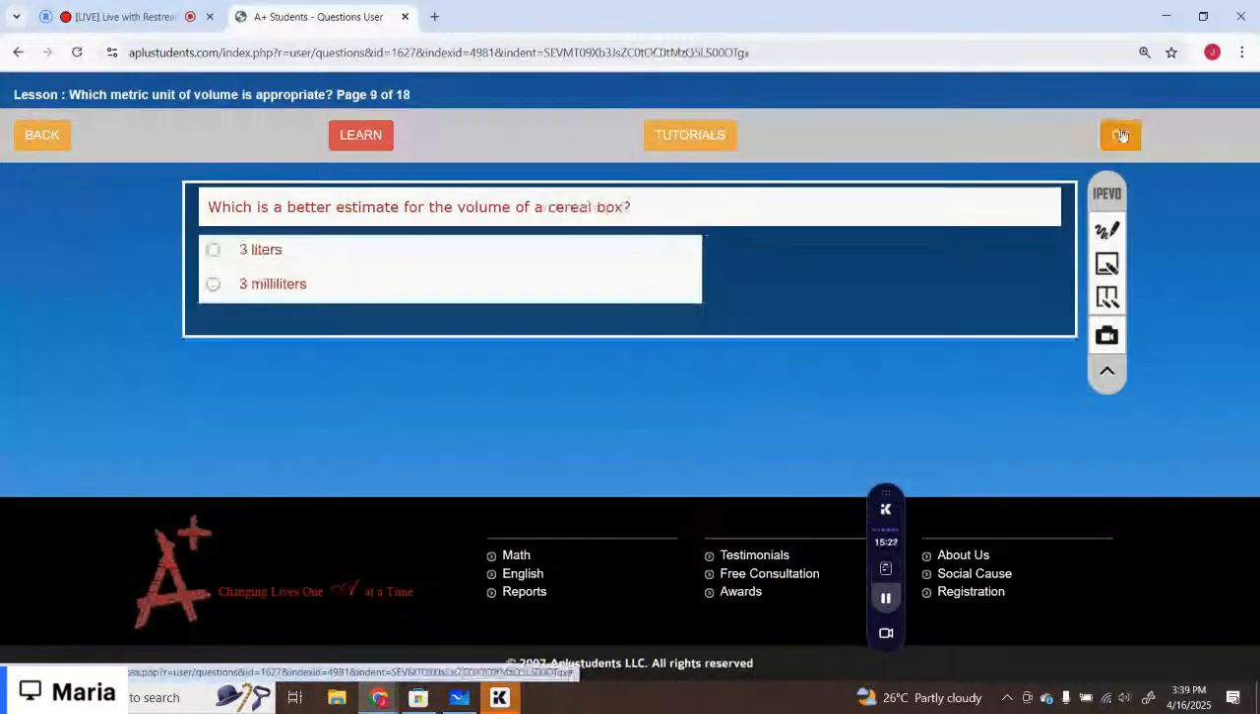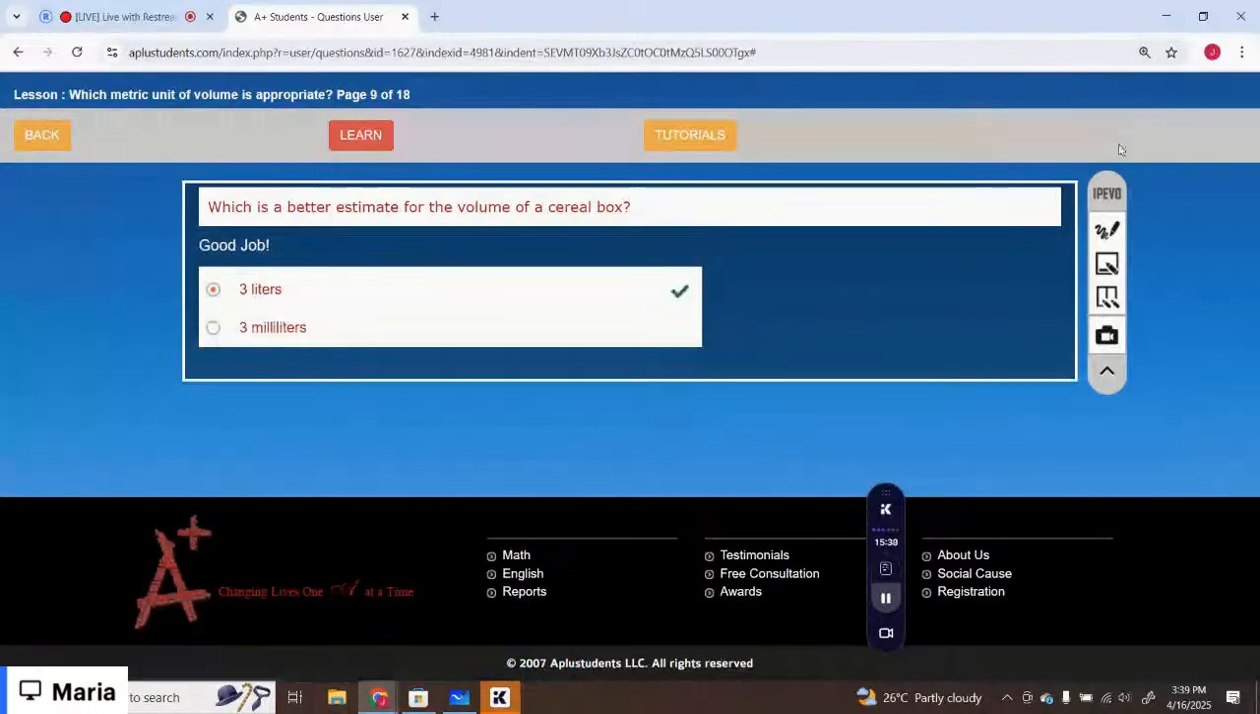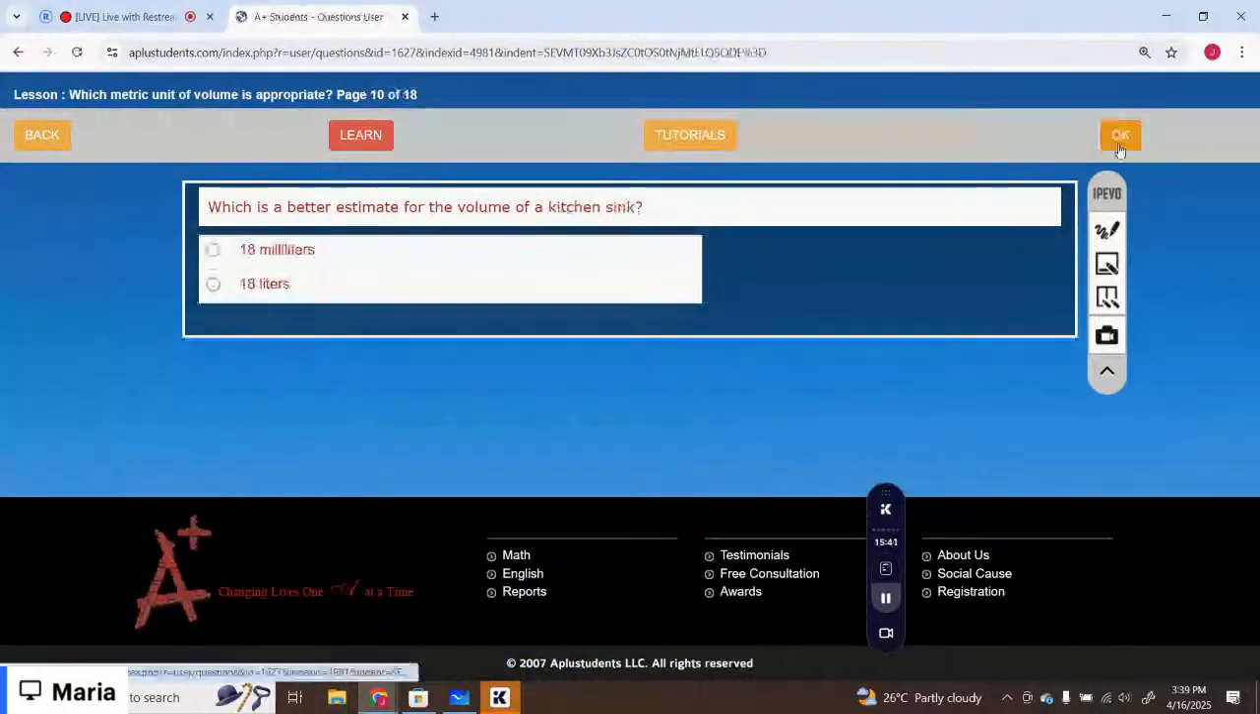Which is a better estimate for the volume of a cereal box? That is 3 liters. Option number 1 is the correct option. Which is a better estimate for the volume of a kitchen sink? The kitchen sink must be 18 liters. Okay, you can complete the lesson by yourself today.